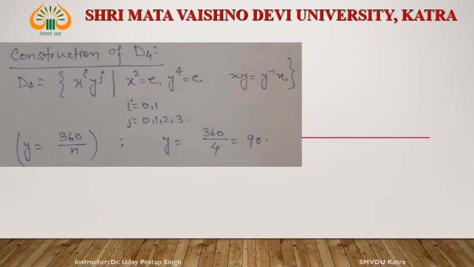Now 360 degrees is divided by n. What is n? n is equal to 4. Then y is equal to 360 divided by 4, so y is 90 degrees. Then y squared, y cubed and y to the 4th; y to the 4th again gives the identity.